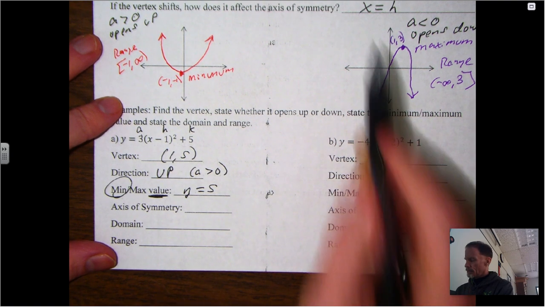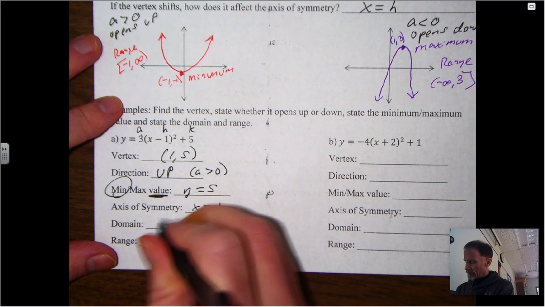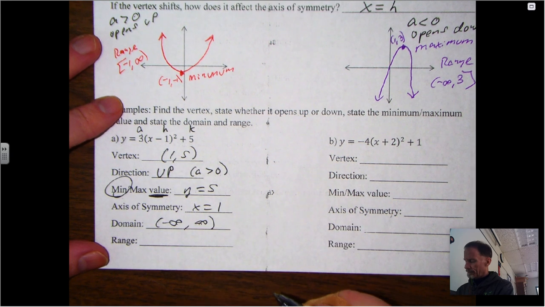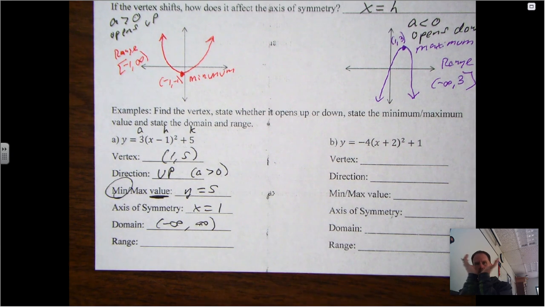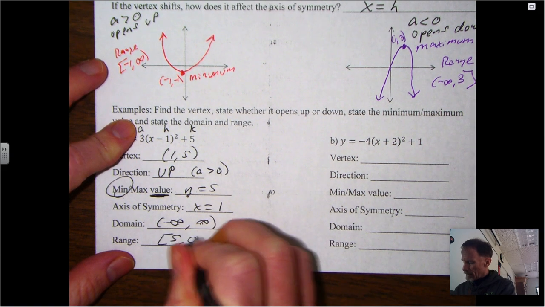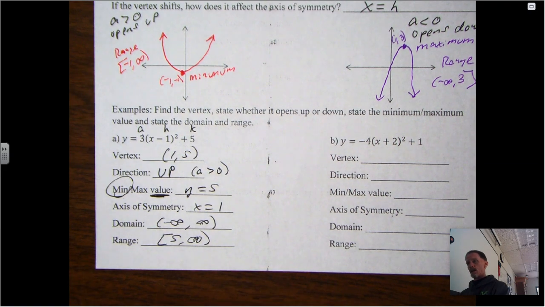Axis of symmetry is always x equals h, so x equals 1. Domain, always negative infinity to infinity. And the range, again, just visualize it opening up. So it goes from k up to infinity. So 5 to infinity. By the way, it is always going to be a bracket on that k value because it's going to touch that number.